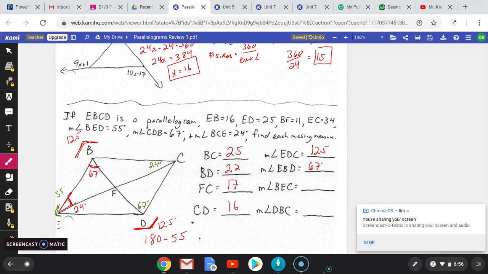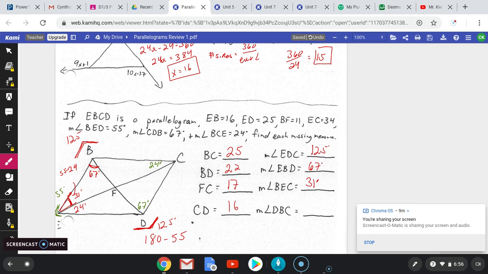Two parts make a whole. So if I know the whole thing, and I know part of it, how do I find the other part? I just do 55 minus 24. So 55 minus 24 is going to give me 31 degrees. So that means this angle here is 31.